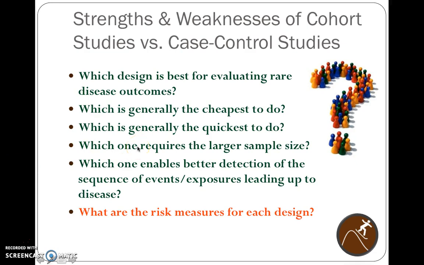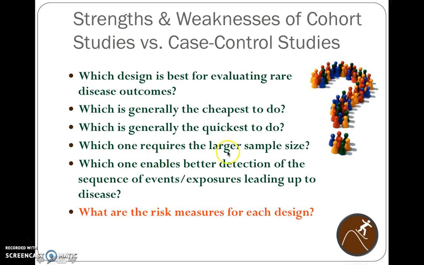To study something, which one's going to require a larger sample size? If you were comparing cohort studies versus case control studies, a cohort study is going to require more people because you just don't know who's going to get sick and who's not. Case control, you find your 40 sick people, compare them to your 40 healthy people or something along those lines. So studying rare diseases, again, case control is better than cohort. Cheaper to do. Case control is going to be cheaper to do than a cohort study. Quicker to do. Case control is going to be quicker if the records are available than a cohort, than kind of waiting for people to get sick.